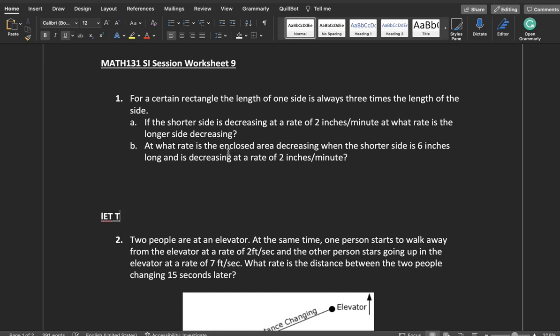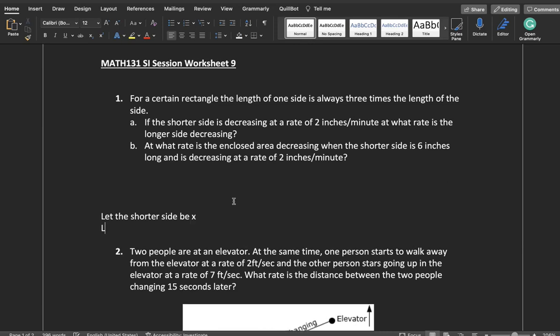And the way we'll do this is we'll say, well, sorry, let me just change this. So let the shorter side be some x, sorry, and then let the longer side be some y, okay, unknown.